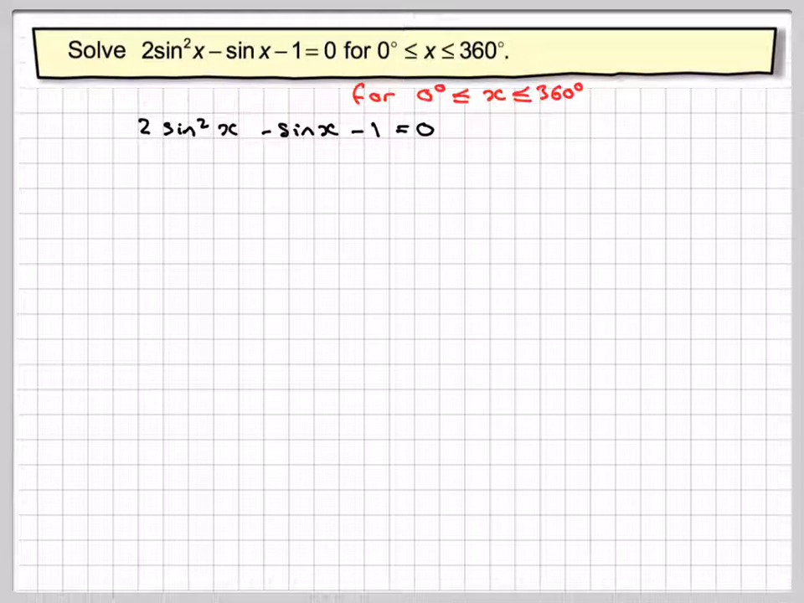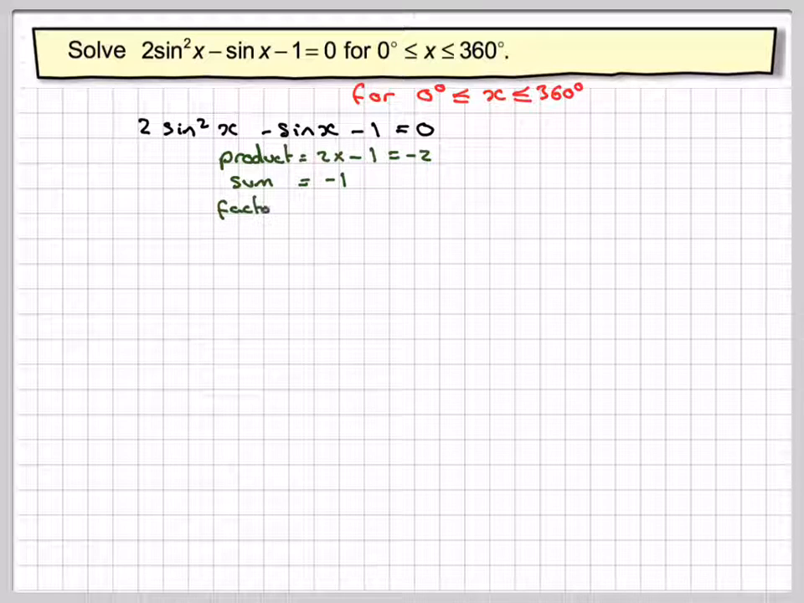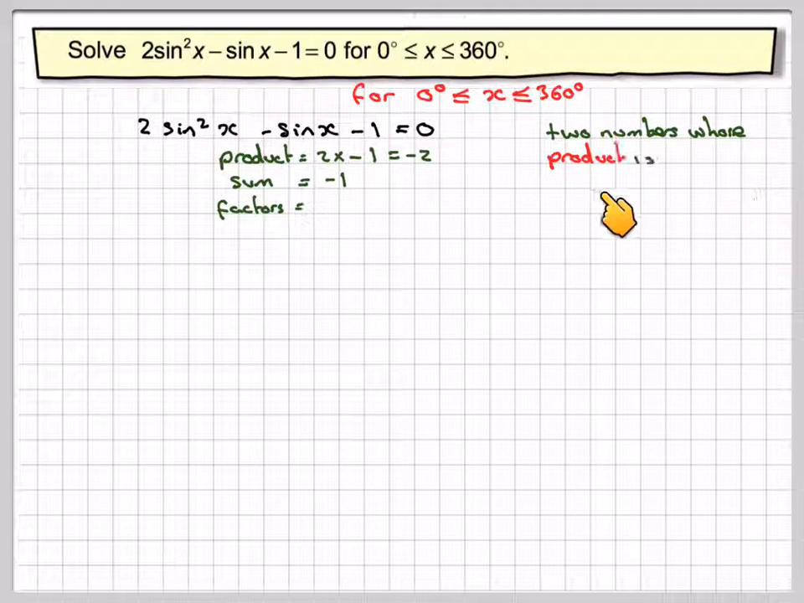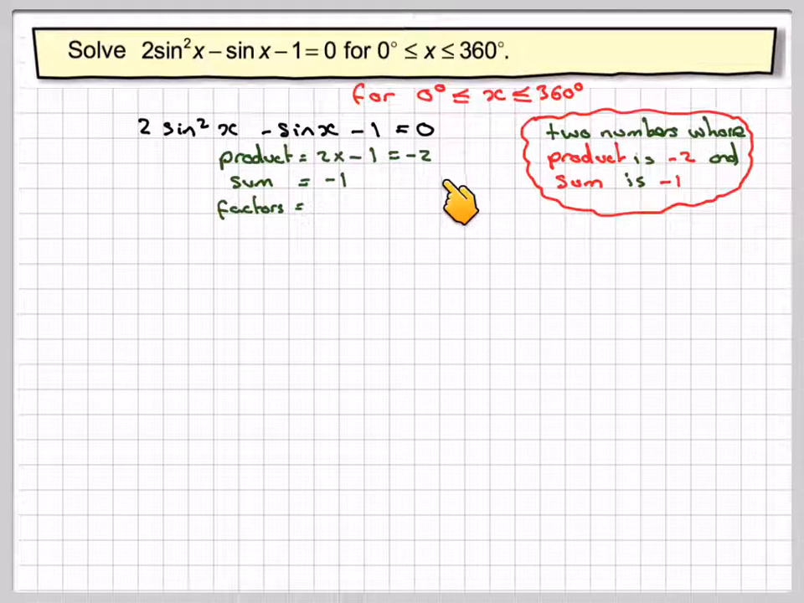Now, one way to factorize a quadratic is to look at the product. The product you get by taking that number, 2, times the last number, so 2 times minus 1, which gives you minus 2. And then you look at the sum, which is the number in front of the middle bit, that's going to be minus 1. And there you look for factors, and for the factors you need two numbers whose product is minus 2 and whose sum is minus 1. And the answer for that is minus 2 and 1. Minus 2 times 1 gives you minus 2. Minus 2 plus 1 gives you minus 1.